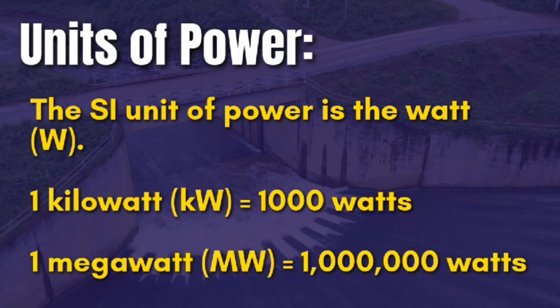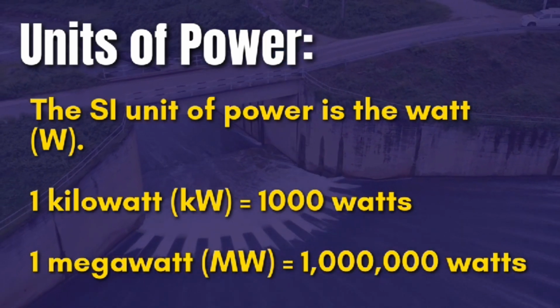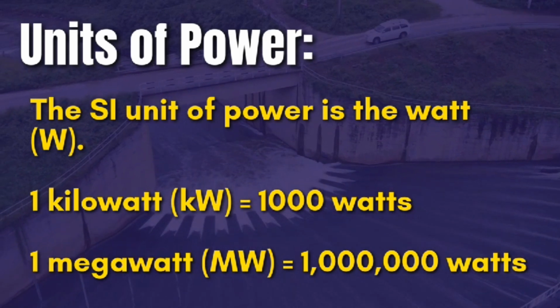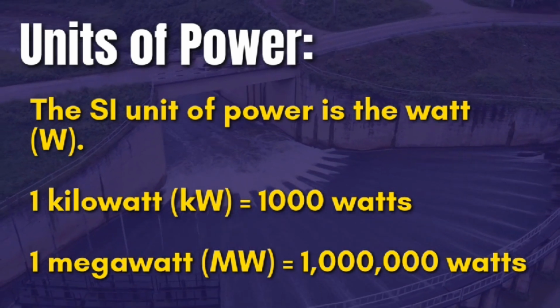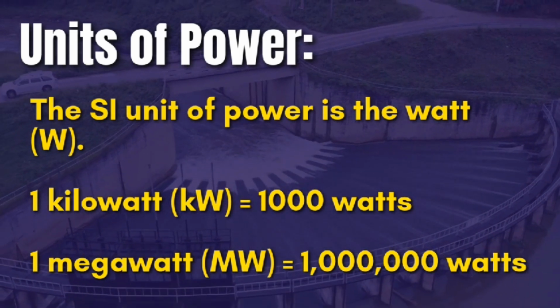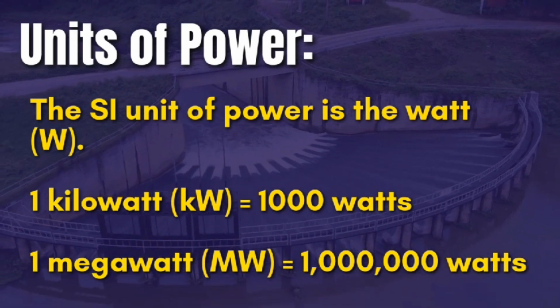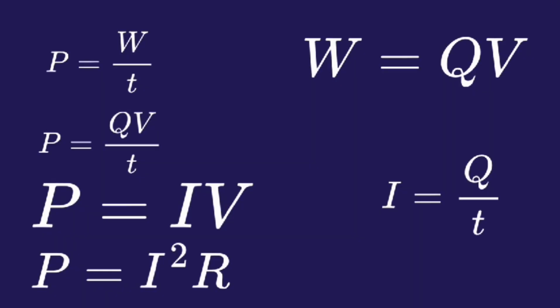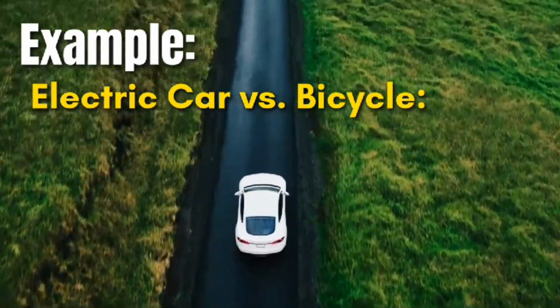Units of power. The SI unit of power is the watt. 1 kilowatt is equal to 1000 watts. 1 megawatt is equal to 10 raised to the power 6 watts. An example of electric power includes electric car vs bicycle.